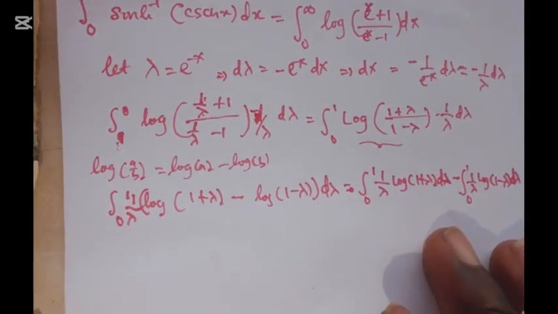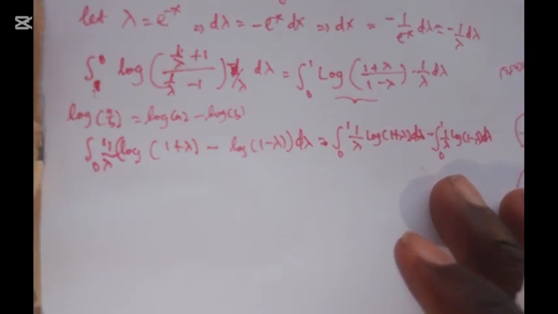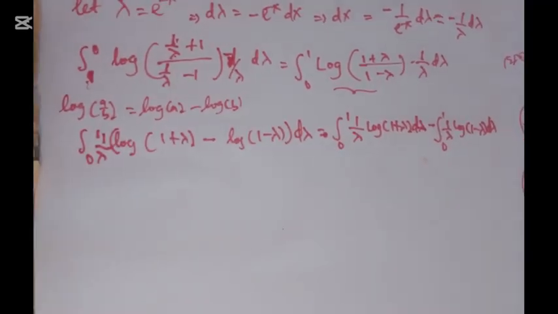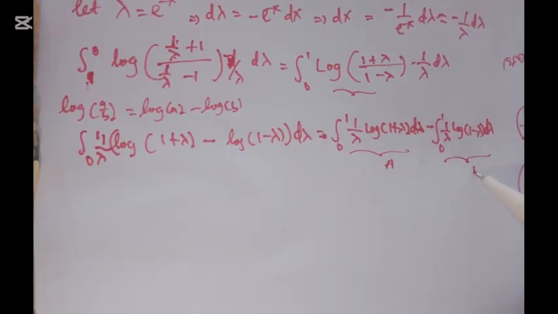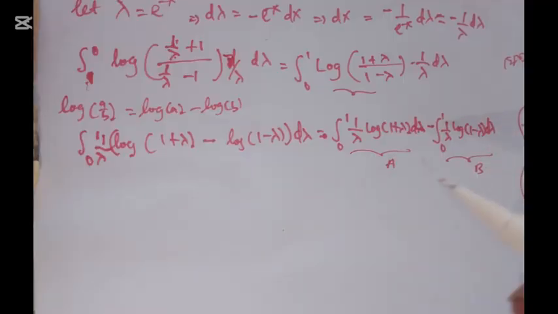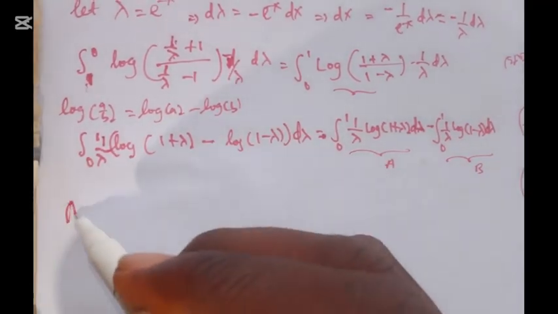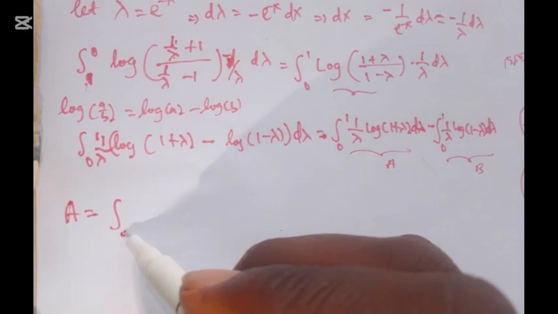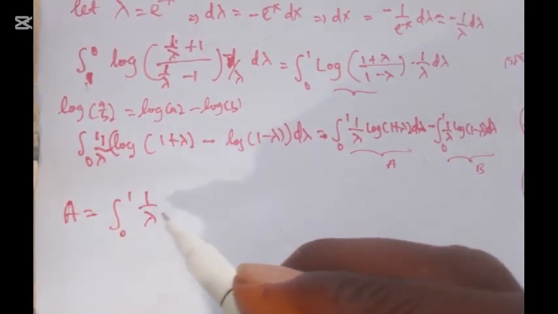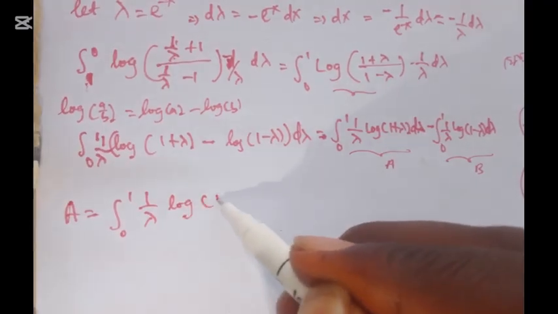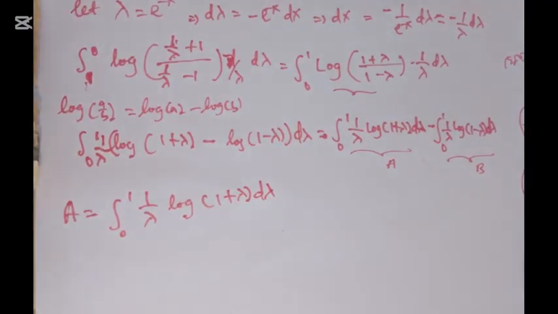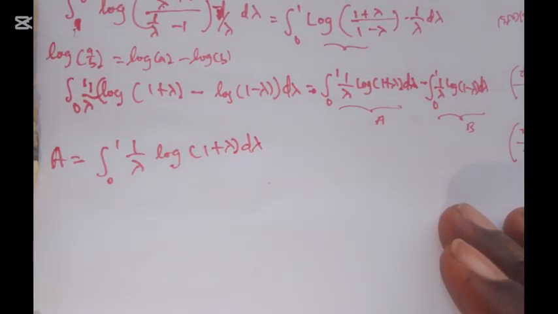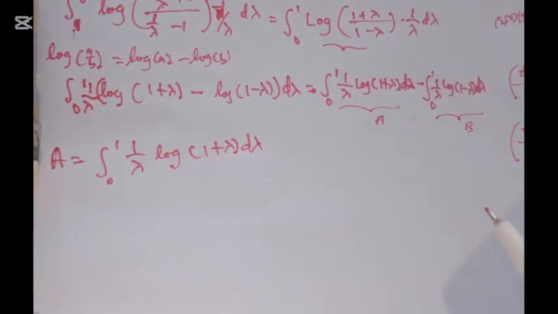Now we have that, guys. What we're going to do now is to integrate the two integrals separately. We call this integral A, we call this integral B. Now let's solve integral A. So A is equal to the integral from 0 to 1 of 1 over lambda of log 1 plus lambda, d lambda. Now I'm going to solve this integral. For this one I'm going to use the series representation of log 1 plus lambda.